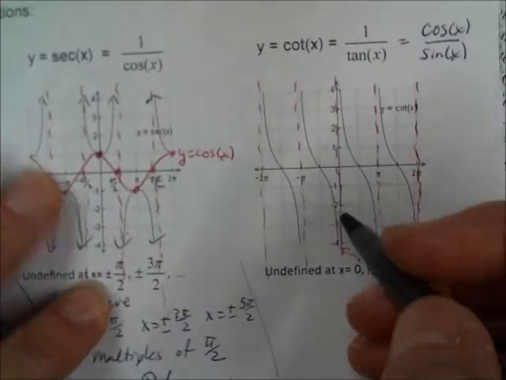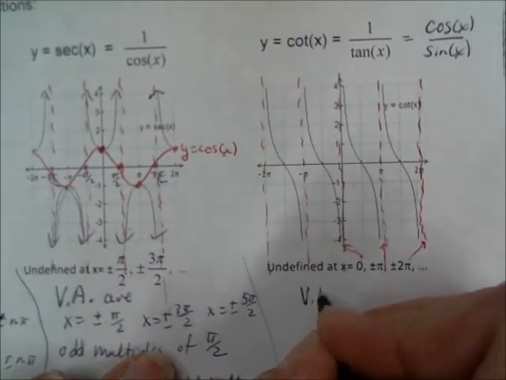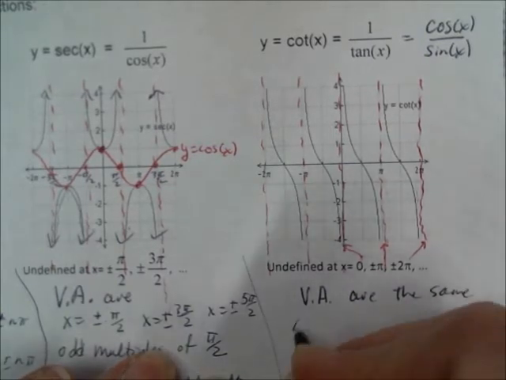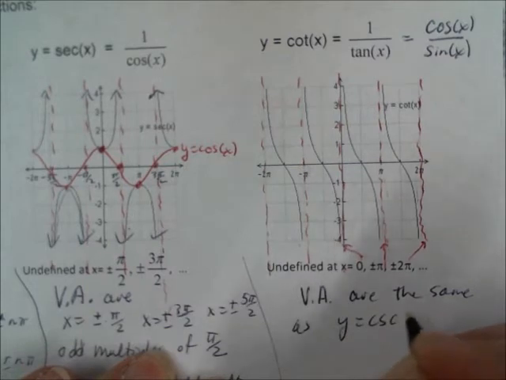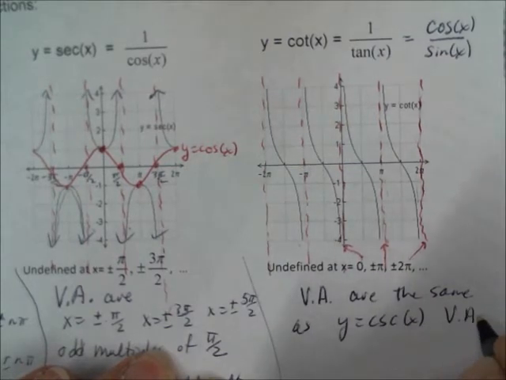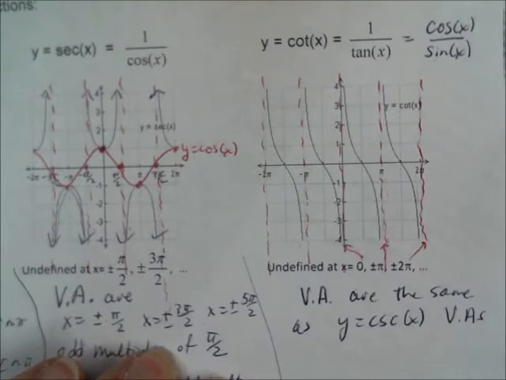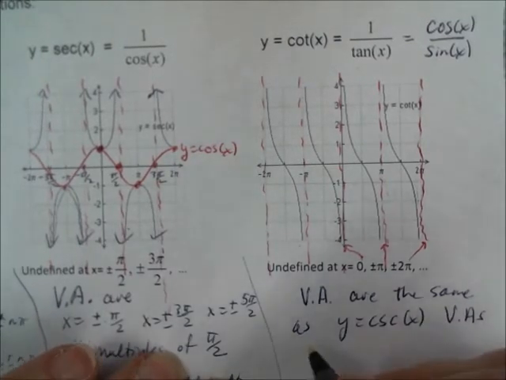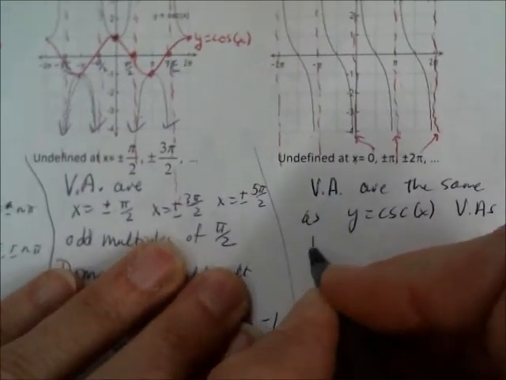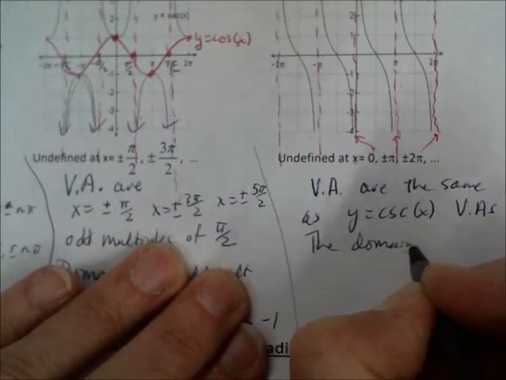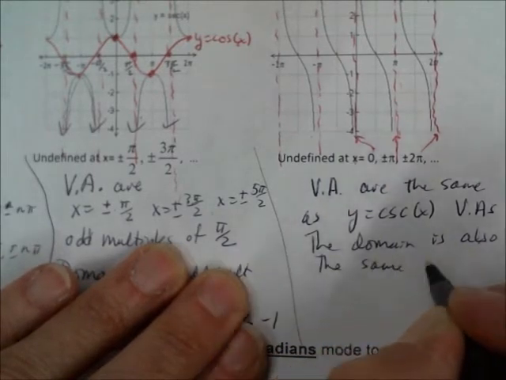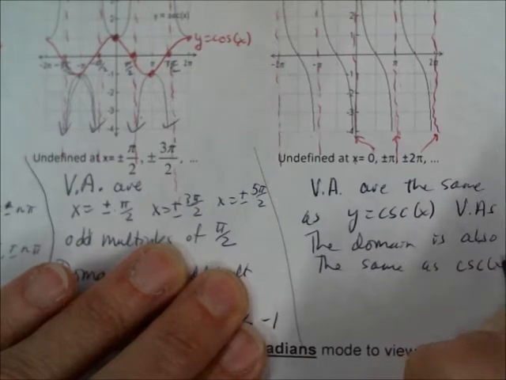This is the denominator going to 0, the denominator goes to 0. So we'll just say the VAs, the vertical asymptotes, are the same as y equals cosecant of x, vertical asymptotes. They're the same thing. And because the vertical asymptotes are the same, that means the domain is also the same as the cosecant of x.